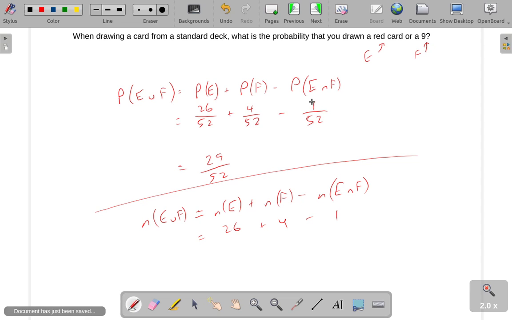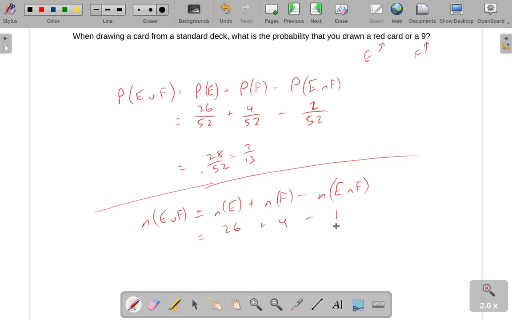Oh, there's not one red 9. There's 2 red 9s. I made a mistake there. Let me fix that. There's 2 red 9s, which means that would end up being 28 out of 52. And I could reduce that, but yeah, it's going to bug me if I don't reduce it. 4 is a factor. We get 7 out of 13.